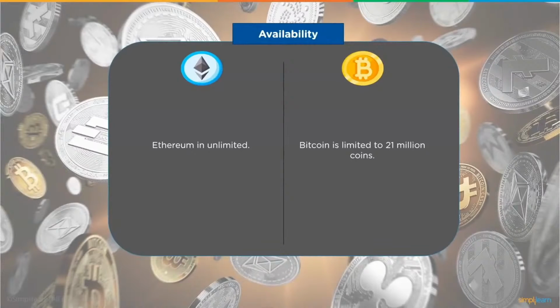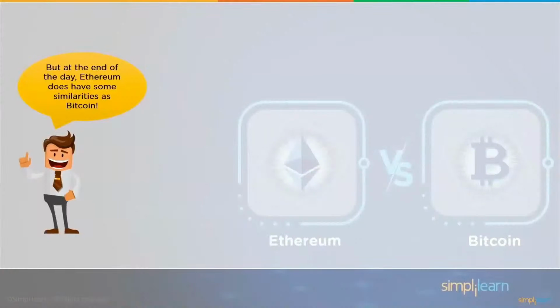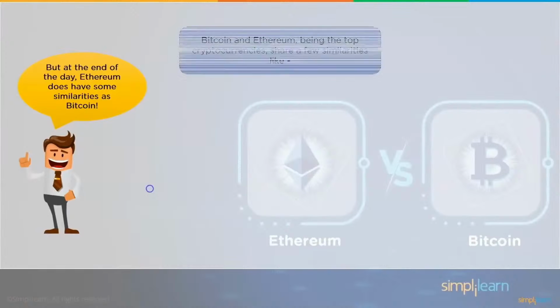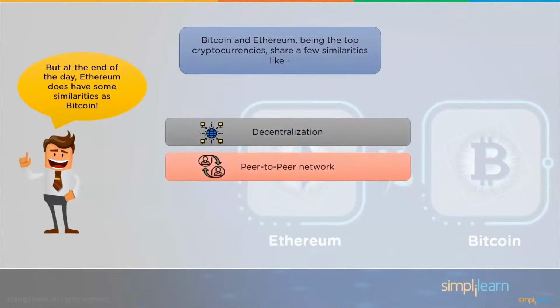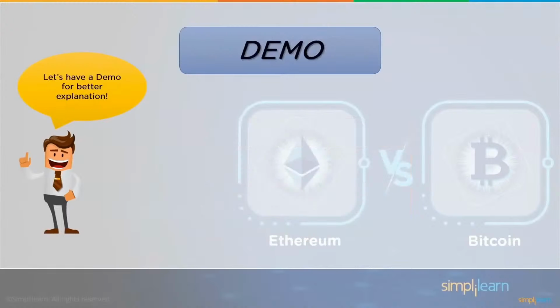But in the end, both Bitcoin and Ethereum, being the top cryptocurrencies, share a few similarities. Both are decentralized and can be used for peer-to-peer transactions, both use proof of work, and both have a large network of independent nodes. Now, let's have a demo.